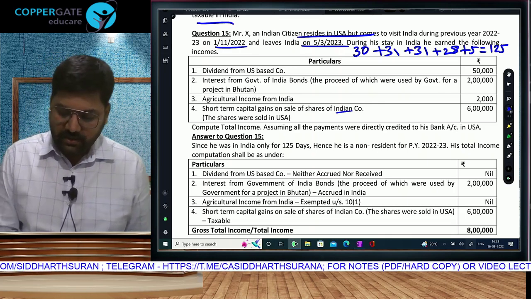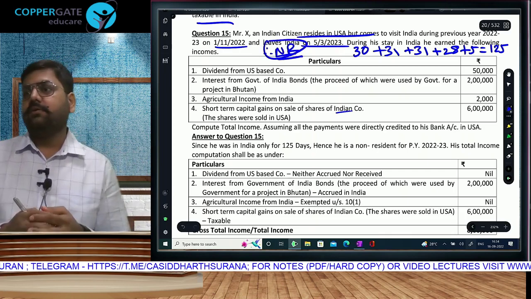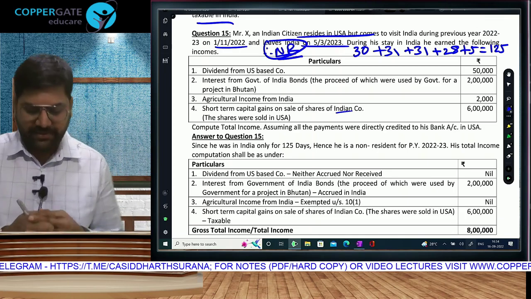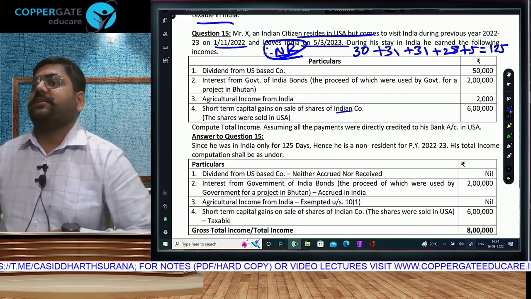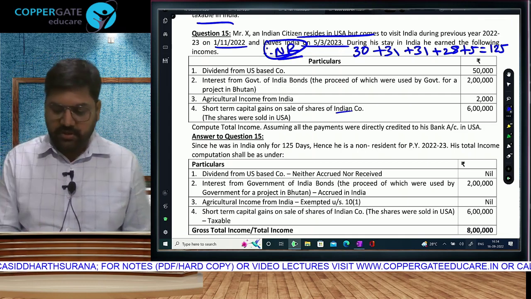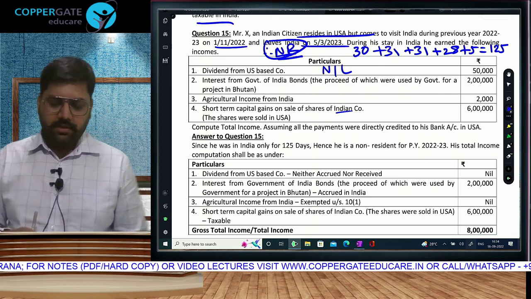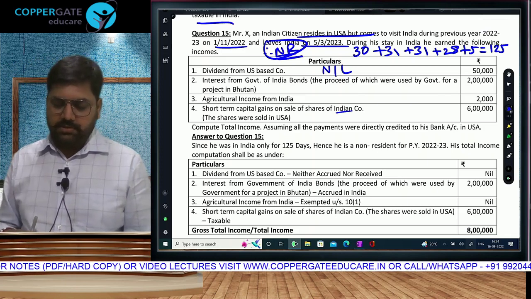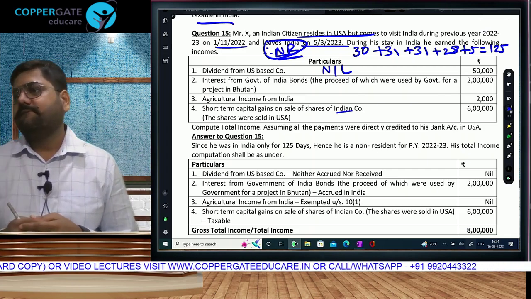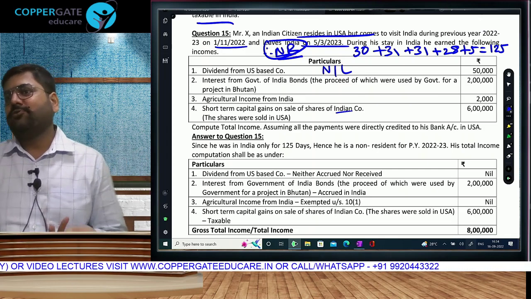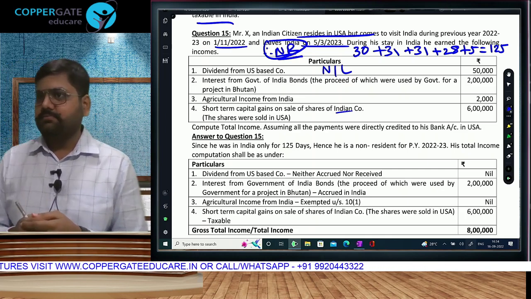We have decided that therefore the assessee is a non-resident, and based on this our criteria will be taken whether we should include or not. For example, dividend from a US company, Indian income or foreign income? If he was resident, we would include it. But because he is non-resident, how much will we take? 0. Next, interest from Government of India bonds, and the government is using the money in Bhutan.